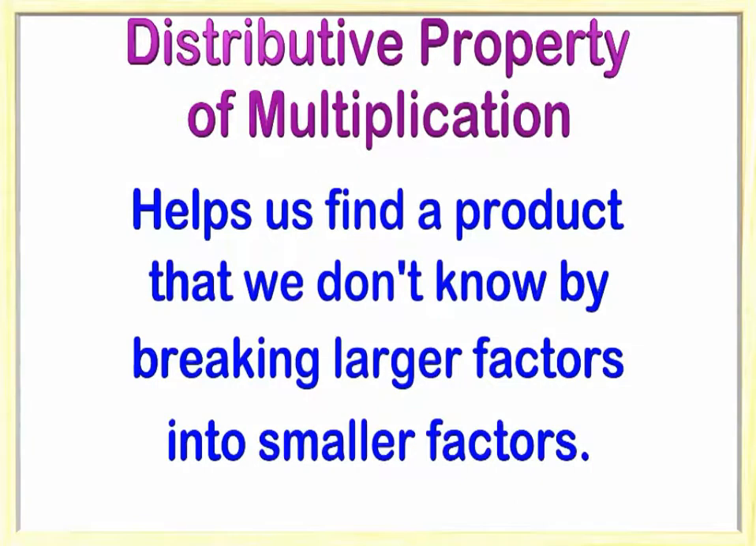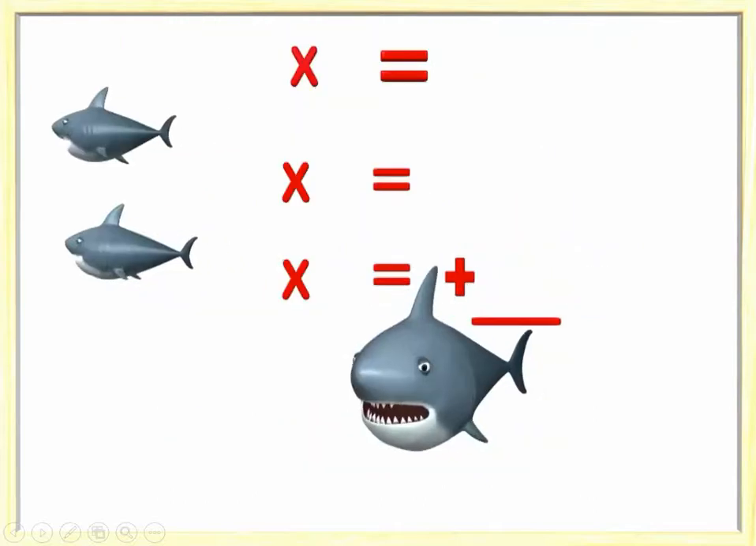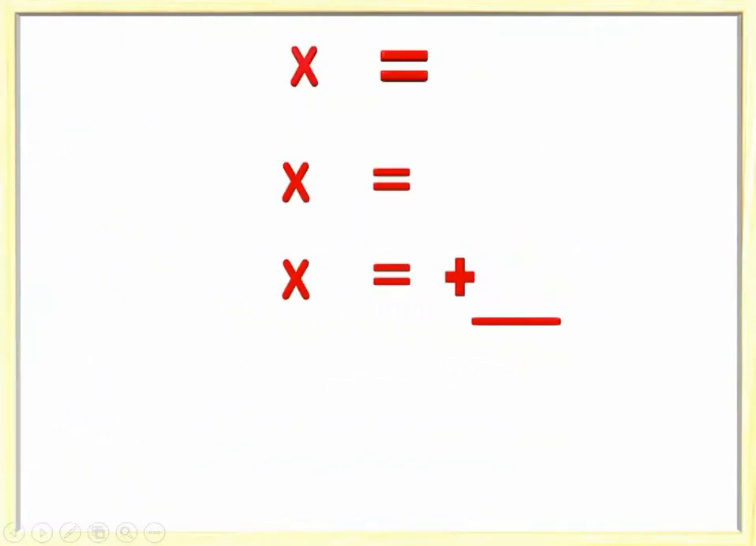The distributive property helps us find a product that we don't know by breaking larger factors into smaller factors. This can sound a little scary, but once we understand it, we will see that it is not that bad. It looks like the sharks want us to try another problem.